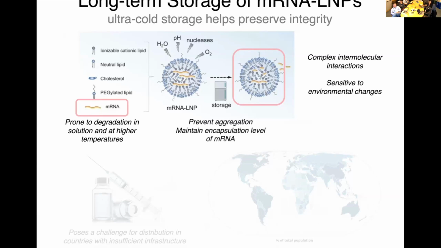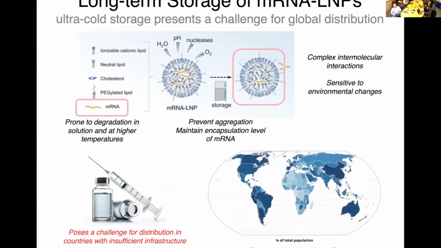So then the ultra cold storage really serves the purpose of preventing aggregation and maintaining the encapsulation level of the mRNA within the lipid nanoparticles. But that being said, it does pose a challenge for distribution for countries, especially if they don't have sufficient infrastructure. As you can see on the map on the bottom right, the color scheme of the percent of total population that's received at least one dose of vaccines is not as even as you might like.